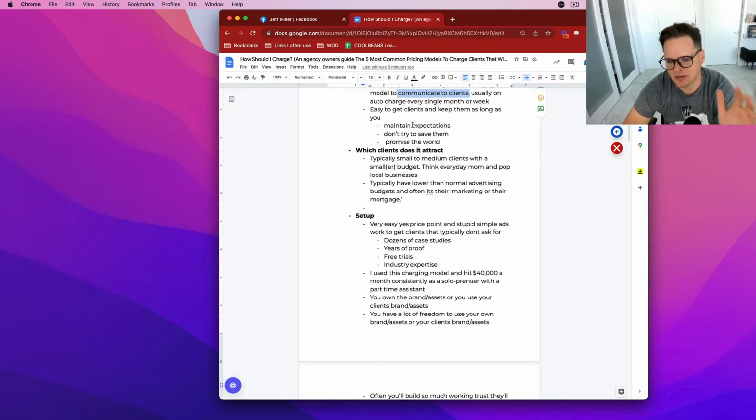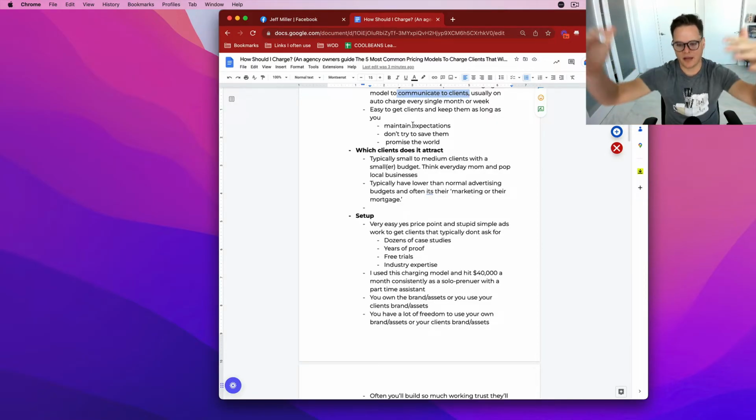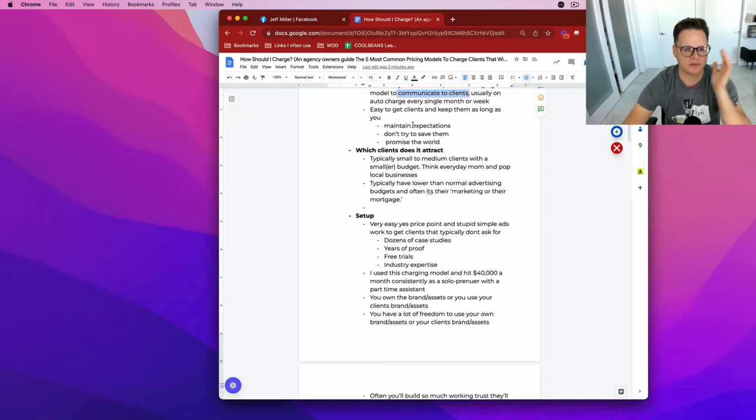Typically, this attracts smaller to medium clients with a smaller budget. As I've gone through my agency journey, when I talk retainer, it's usually like $5,000, maybe $8,000 a month marketing budget and below. Above that, they tend to charge differently, or they tend to appeal to different things. I've seen exceptions to that rule, but it's pretty rare that somebody walks around town saying, I've got a $1 million a month budget and I pay an agency $1,500 a month to manage it.